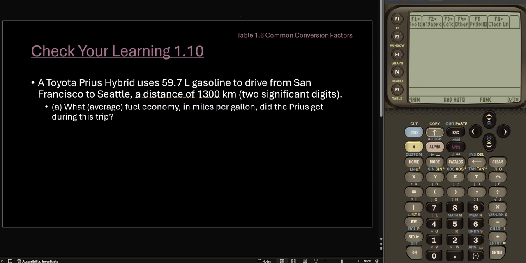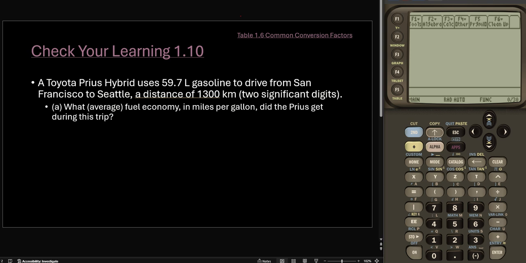Hi everyone, so in this video we are attempting the Check Your Learning 1.10 problem from the OpenStax textbook. We are on chapter 1. So hopefully at this point you have worked on the problem that comes right before it, which actually shows you the solution. And this one is to do on your own, but we're going to do it together and we're going to check our answer.